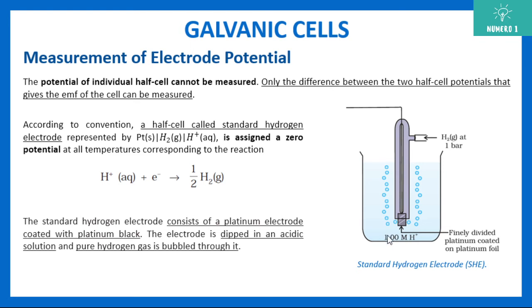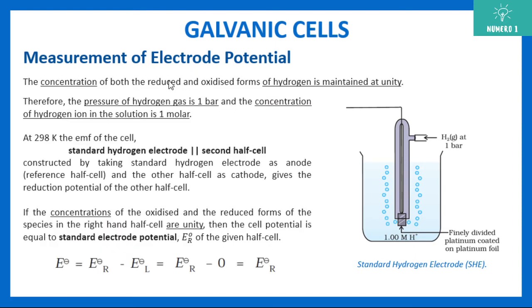Okay, and you can also note down that a 1 molar concentration of H plus is used. Now, when we do this, we keep our standard hydrogen electrode always on the left hand side, and the second half cell is kept on the right hand side. Pressure is 1 bar, and all the concentrations are at 1 molar.